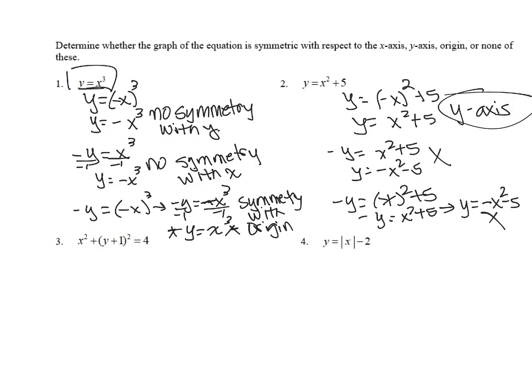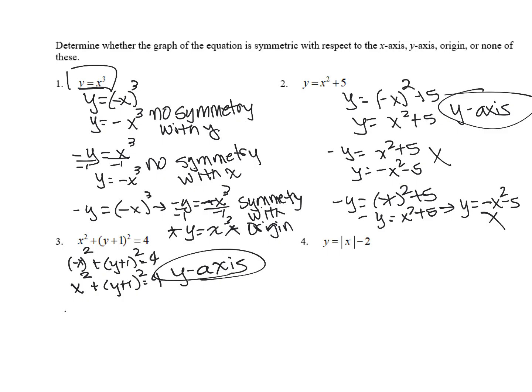Okay, let's test number 3. We're going to plug in negative x into x squared plus (y plus 1) squared equals 4. And then when we simplify, that gives me x squared plus (y plus 1) squared equals 4, which is the same as the beginning. So we do have symmetry with the y-axis. Let's check the others. So x squared plus (negative y plus 1) squared equals 4. Well, I can't simplify that to get the exact same thing out. So we're not going to have symmetry with the x-axis.